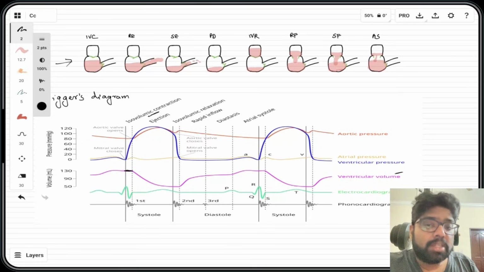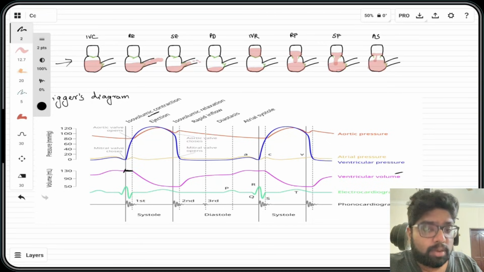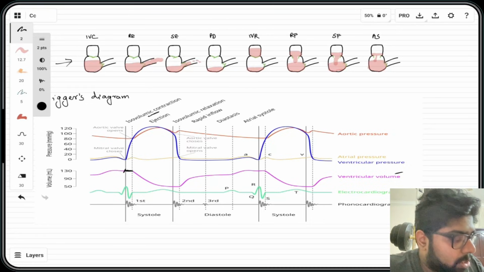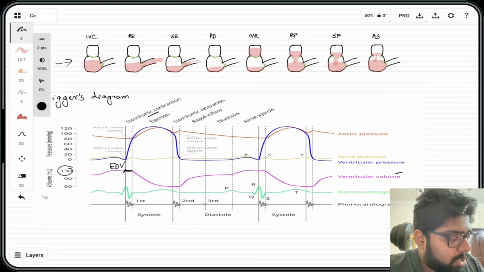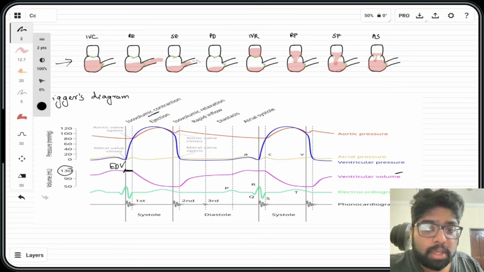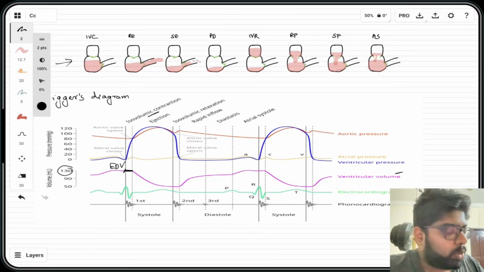So what is the volume of blood that is present inside the ventricle at the beginning of systole? That is here, or it can also be labeled as the end of diastole. This is known as the end diastolic volume. In this case, that comes to somewhere around 130 ml. Right? So the ventricle has started contraction, but the volume has not changed yet because it is a case of isovolumic contraction.